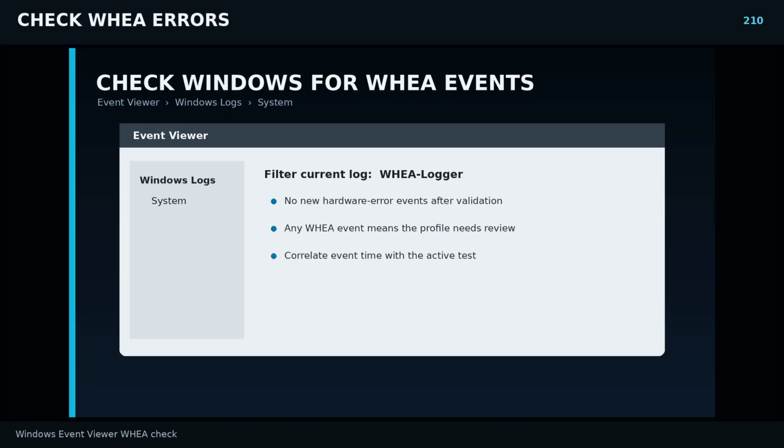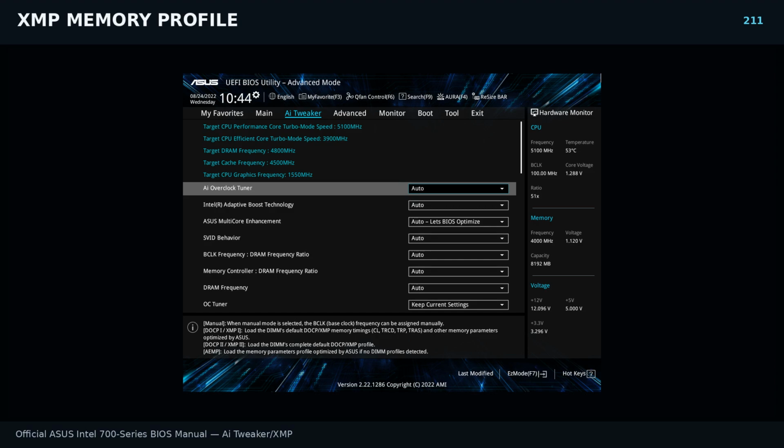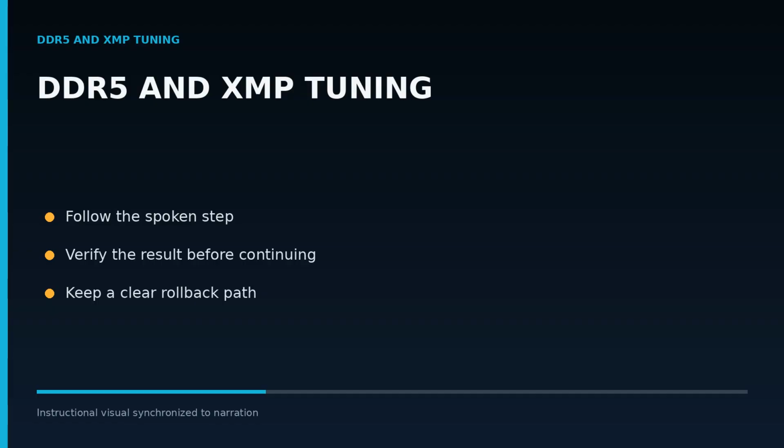Watch for WHEA events, application crashes, or even silent data corruption, any of which indicate that your settings are not stable enough for daily use. If you want to refine beyond XMP, do so in a controlled sequence. Primary timings include CAS latency, tRCD, tRP, and tRAS. Secondary and tertiary timings include parameters like tRFC, tRRD, tFAW, and many more. Do not random walk these values. Change one small group at a time, retrain, and test.